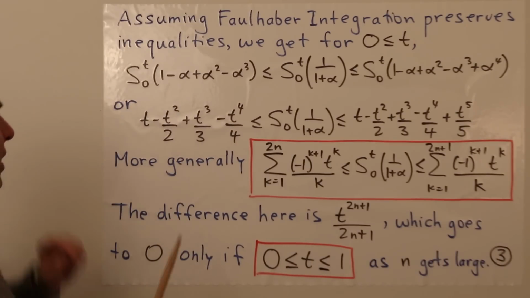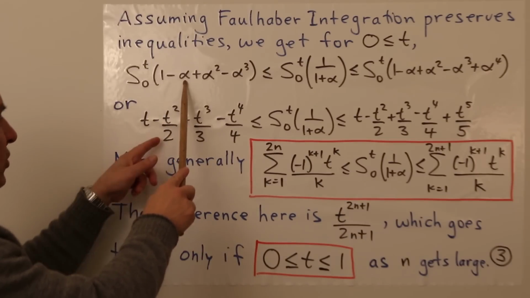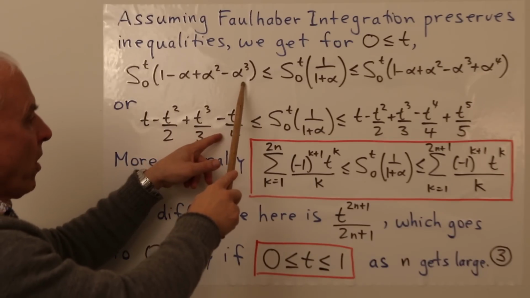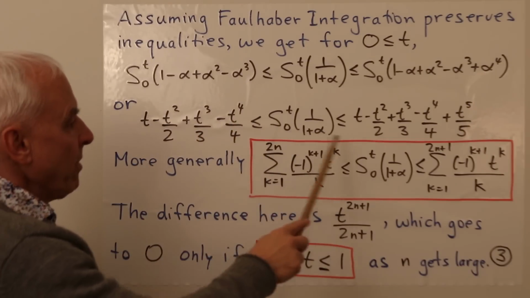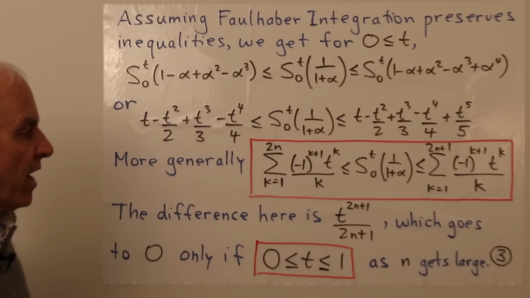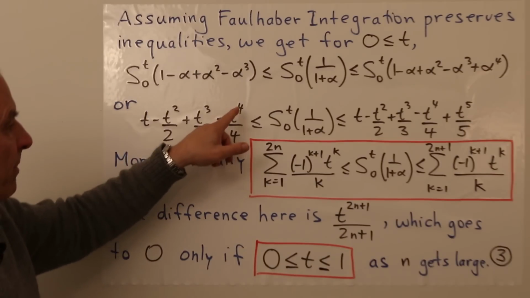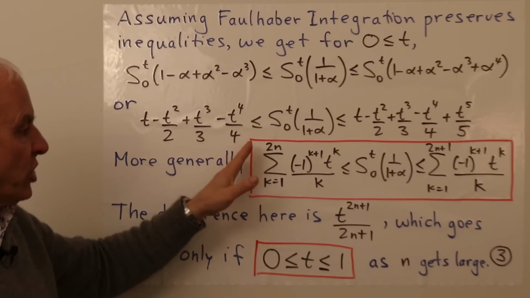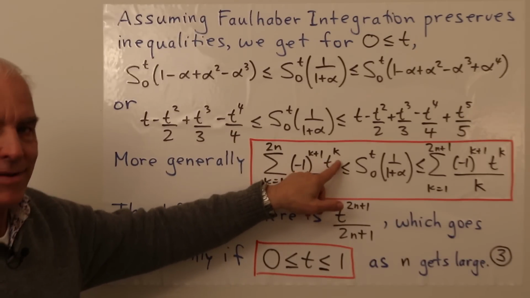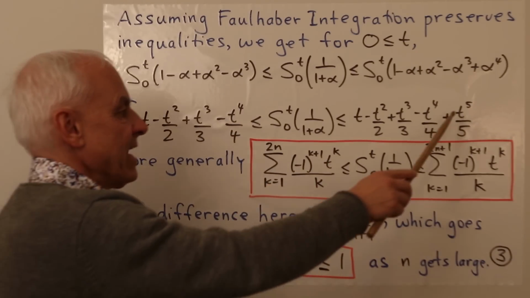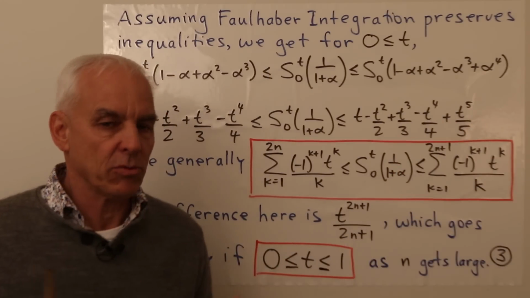So from 0 to t, we get t minus t squared over 2 plus t cubed over 3 minus t to the fourth over 4. This thing here is the same. And over here, the same kind of thing, but with an additional t to the fifth over 5 term. And there's nothing particularly special about going up to level 4 here. We could have gone up to a general even power. The same kind of thing would have happened. We could have gone up to t to the 6th and had a t to the 7th over here. The argument would be exactly the same.